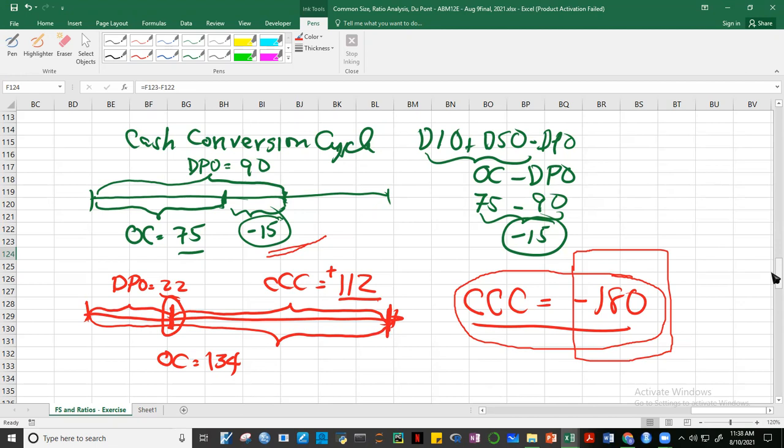Okay? However, guys, may downside yan. Okay, may downside yan. Ano ibig sabihin ng negative 180? Ang ibig sabihin guys, ang negative 180 on the other hand is that it will take us long to pay our suppliers. Okay, sabihin natin ang operating cycle natin within 15 days makukolekta natin. So, ang DPO natin will be 195, yes. 15 minus 195, that gives us negative 180. So that means we pay our suppliers after 195 days. 195 days muna natin bago binabayaran sila.